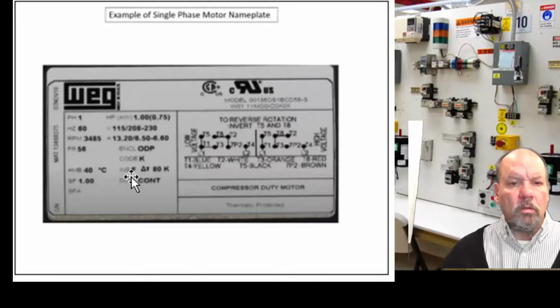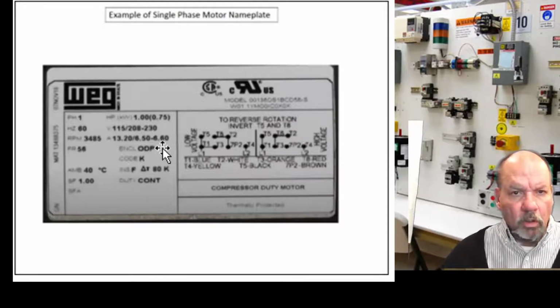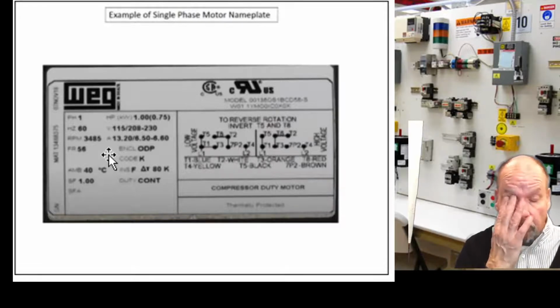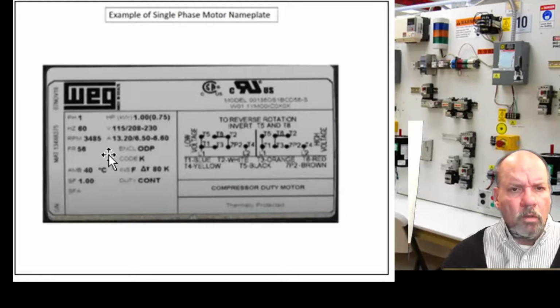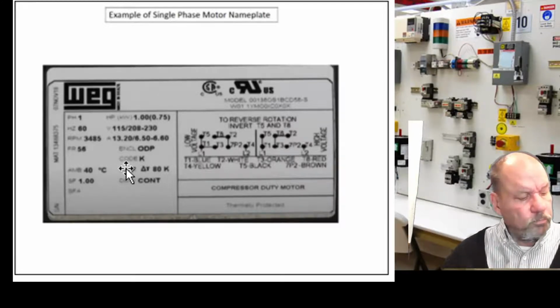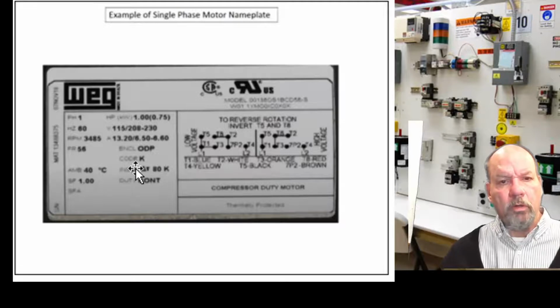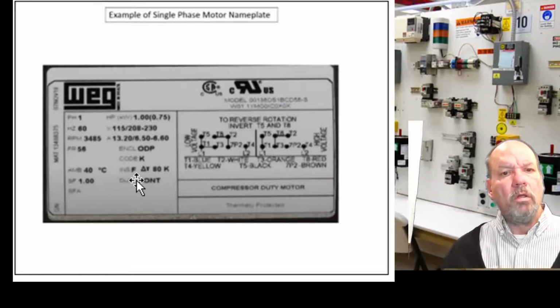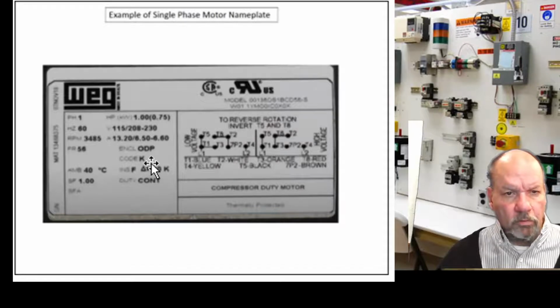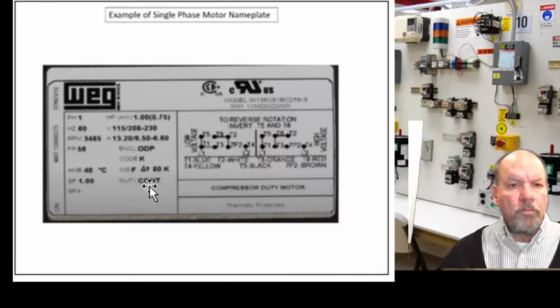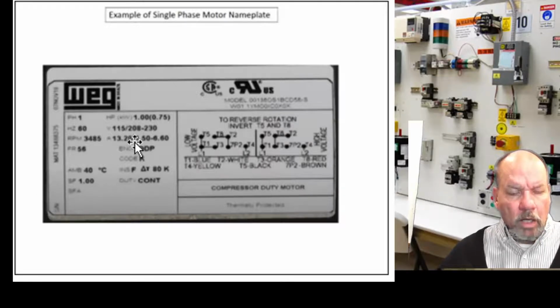Number 8 is a type of enclosure. This is an ODP, which means open drip. There are various types of enclosures. You look in the motor catalog and you'll find totally enclosed, things like that. Then the last point I want to discuss on this part of the tag is the type of insulation that's used in this motor, which is K. It tells you basically how hot the motor can get before you destroy the insulation inside.